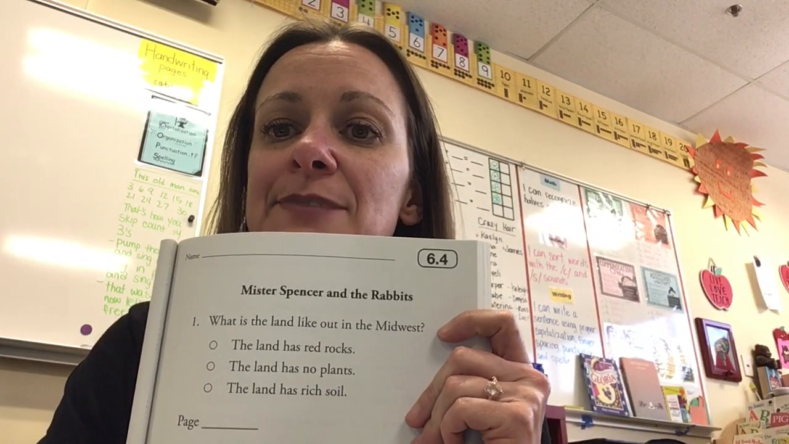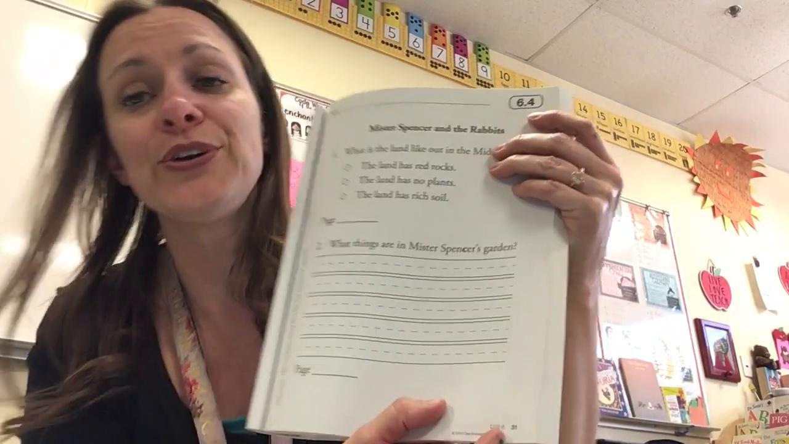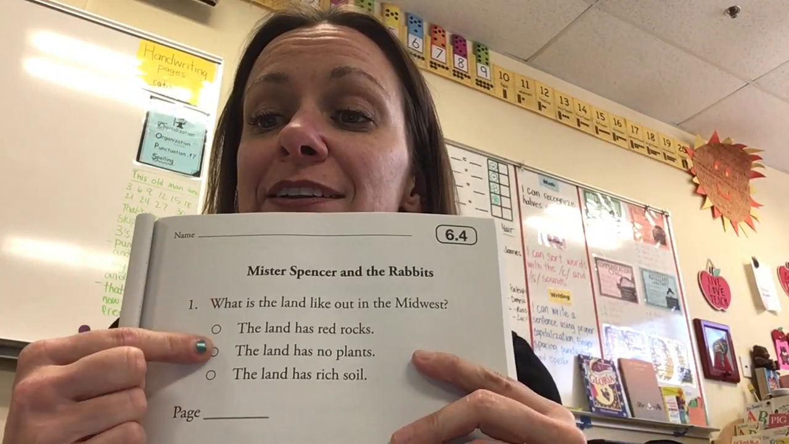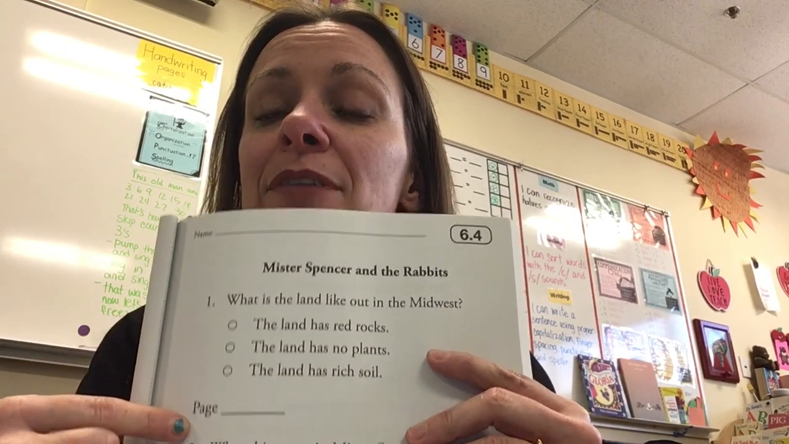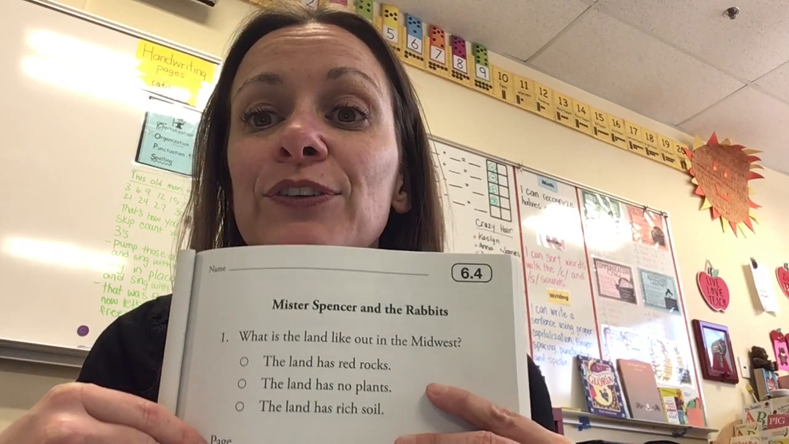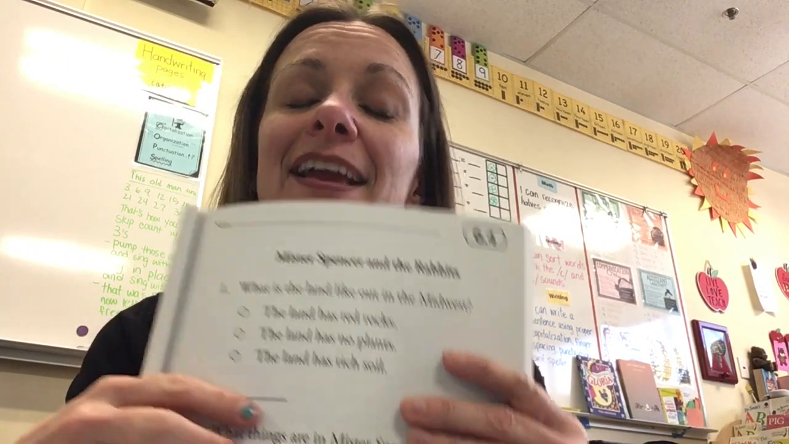All right, when you're done reading Mr. Spencer and the Rabbits, you have workbook 6.4, which is on page 31, and make sure to do the back side as well. Make sure when you're answering the questions that you fill it in and put the page number where you found it. That tells me that you know how to find the answer back in the book.